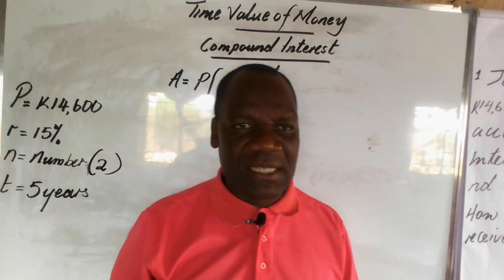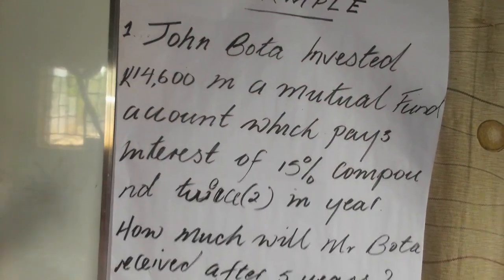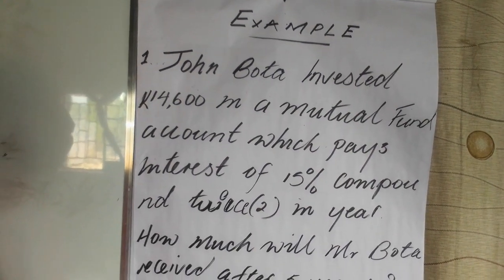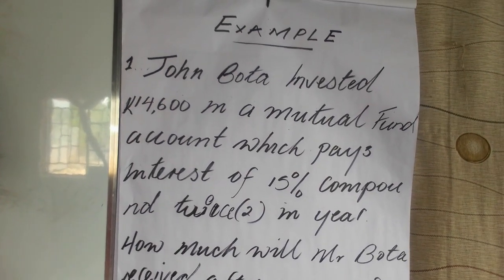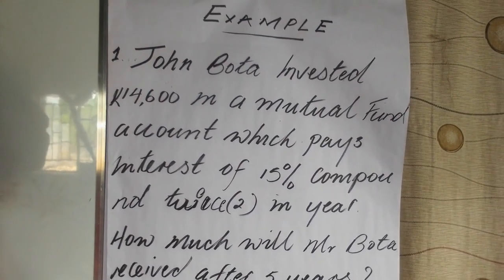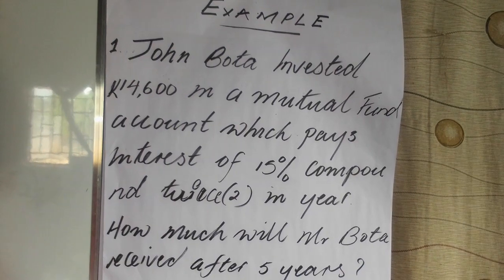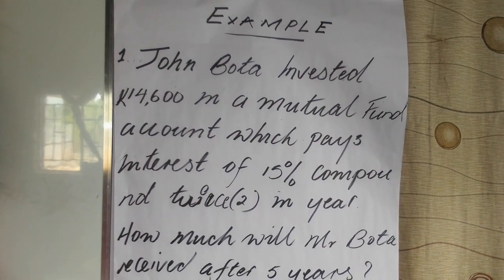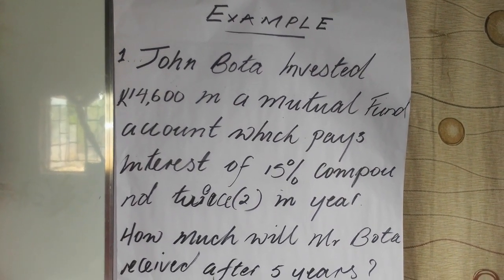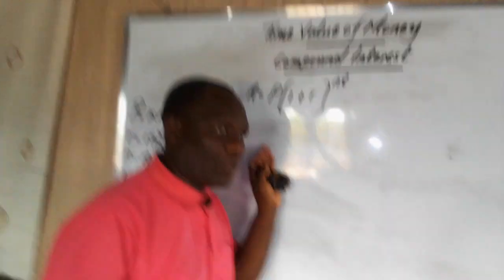So now, let us look at this example that is on the board. We have our example here on the board. It says, John Botta invested 14,600 in a mutual fund account which pays interest of 15% compounded twice in a year, meaning 2 times. How much will Mr. Botta receive after 5 years? Okay, let us see how we are going to solve it.